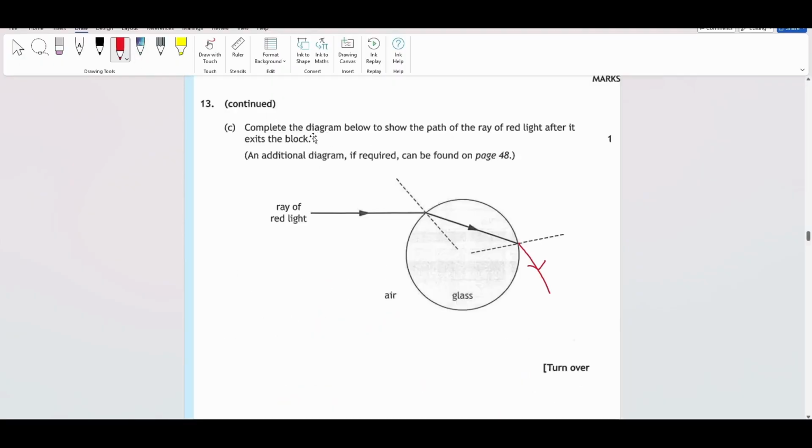For 13c, we need to complete the diagram below to show the path of the ray of red light after it exits the block. Here we're going from glass to air, so we're going from more dense to less dense, and therefore the light should move away from the normal. Make sure you really make that clear in your picture, and have the angle of refraction greater than the angle of incidence.